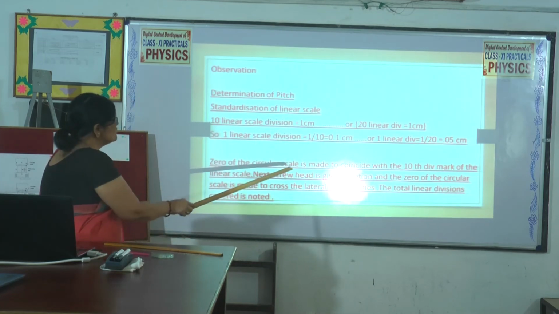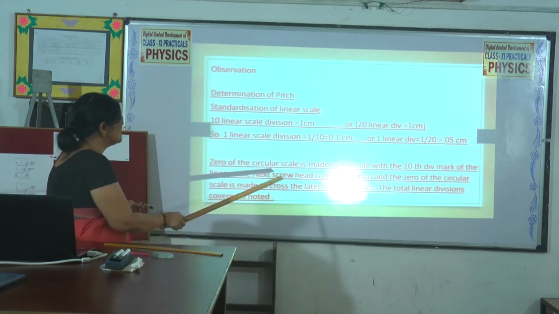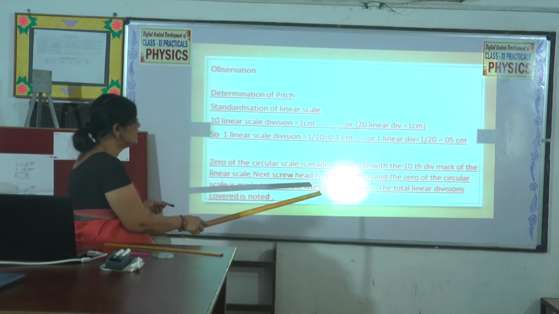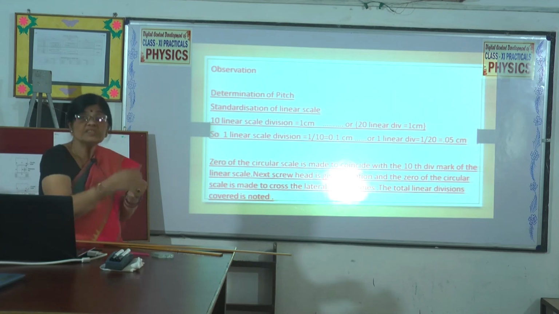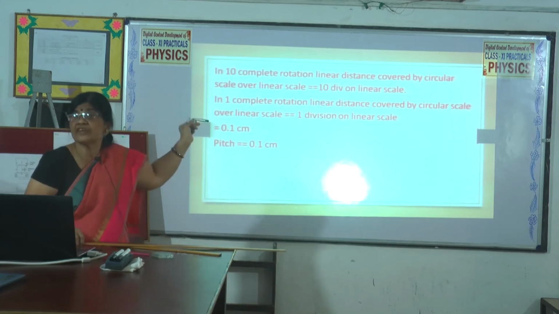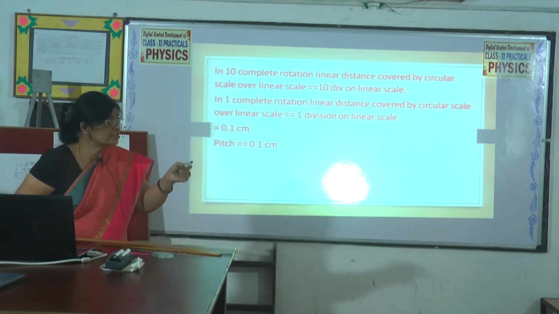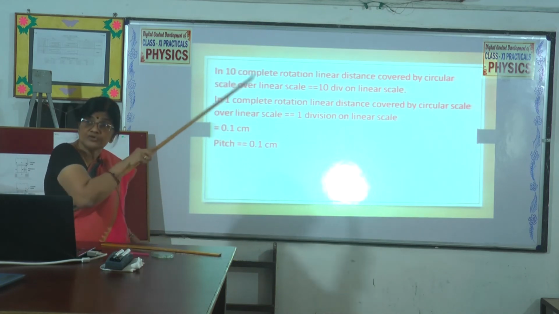Now, the 0 of the circular scale is made to coincide with the 10th mark of your linear scale. Next, the screw head is given rotations, and the 0 of the circular scale is made to cross the lateral line 10 times completely. Then you note how much distance it is covering. So in 10 complete rotations, you have to write this in your observations: during 10 complete rotations, how many divisions did it cover? It went from 10 to 0.